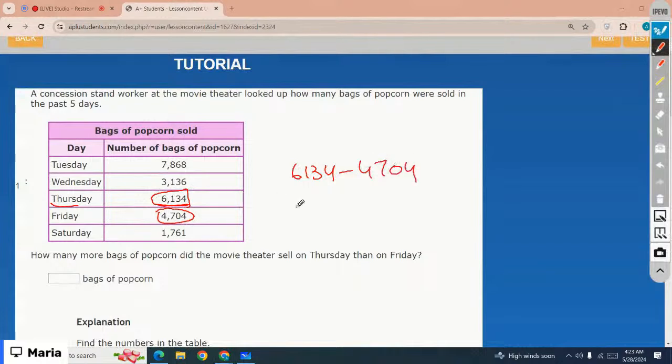6,134 minus 4,704. 4 take away 4 is 0, 3 take away 0 is 3. You cannot subtract 7 from 1, so you need to borrow: 1 becomes 5 here and 11 here. 11 minus 7 is 4 and 5 minus 4 is 1. That is 1,430. That means on Thursday, they sold 1,430 more popcorns than on Friday, right?